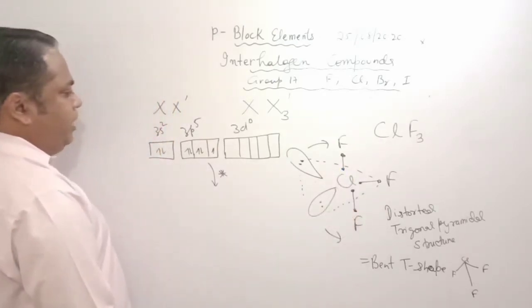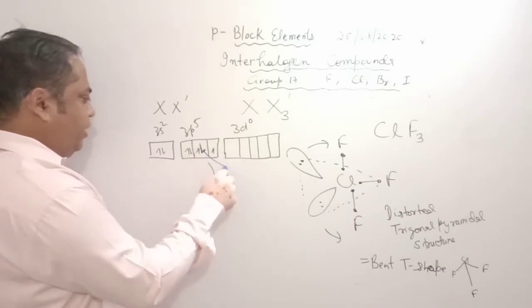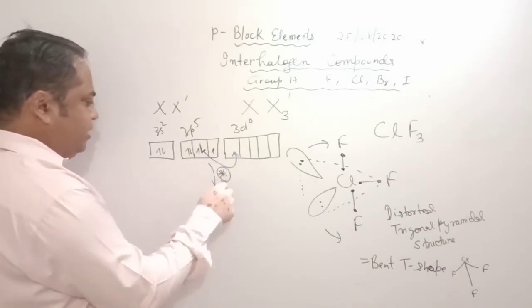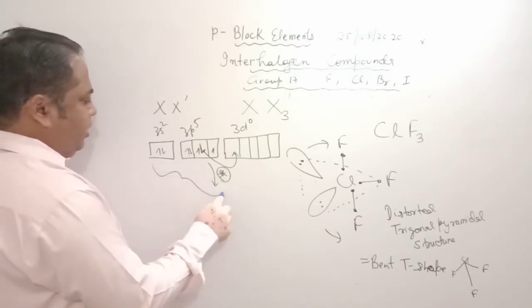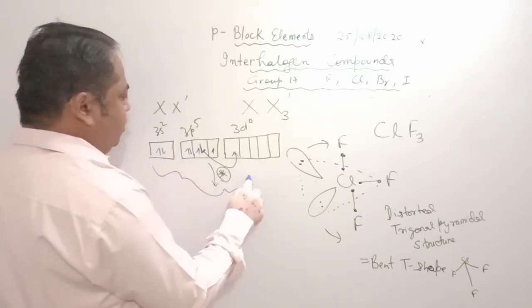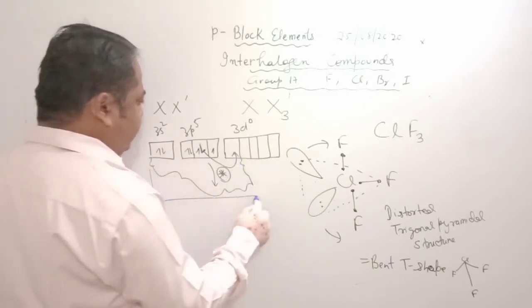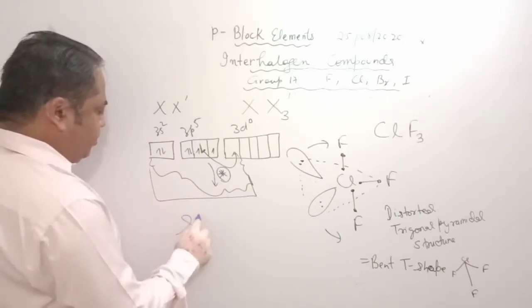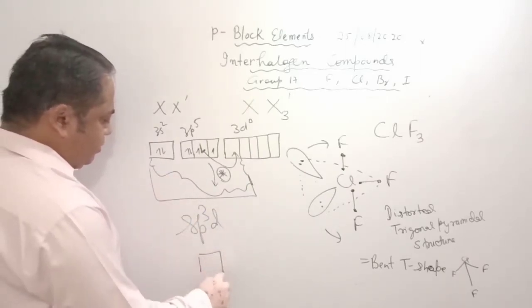So how can 3 unpaired electrons be formed? They can be formed if this electron is promoted from here to here. So we are giving excitation energy. So what will happen? It will form s, p and 3d hybrid orbitals. So these many orbitals will take part, and then it will form like this.